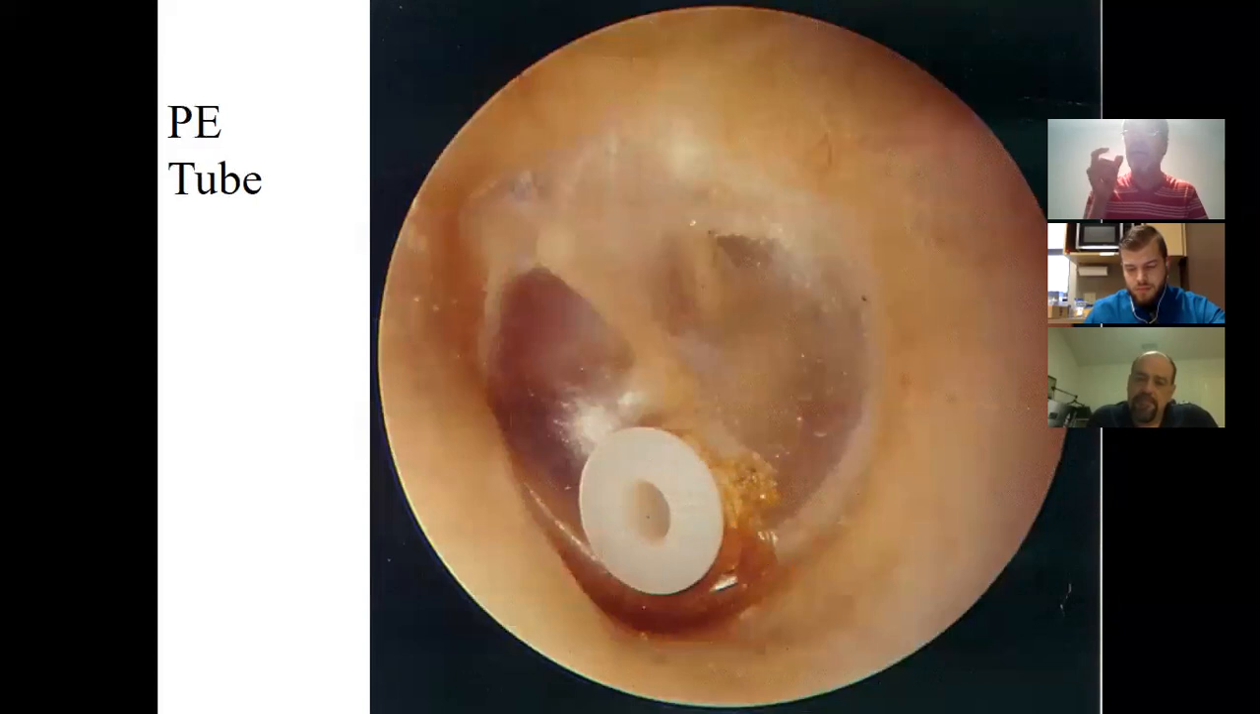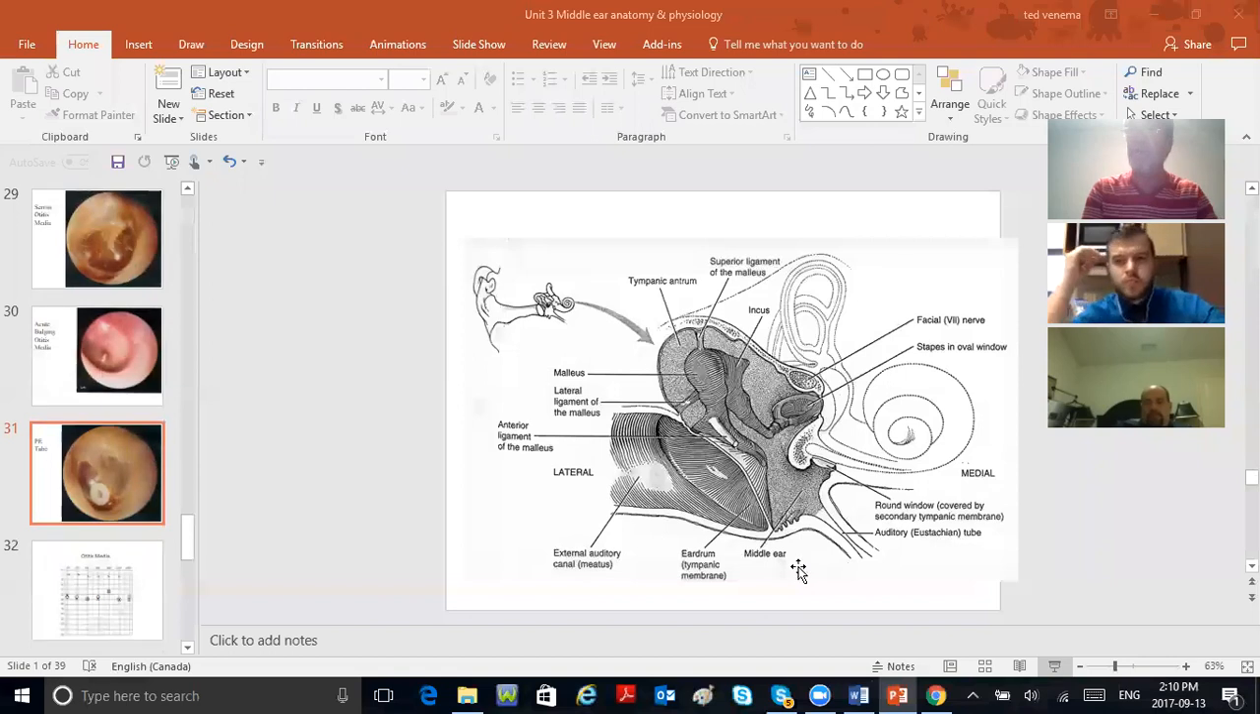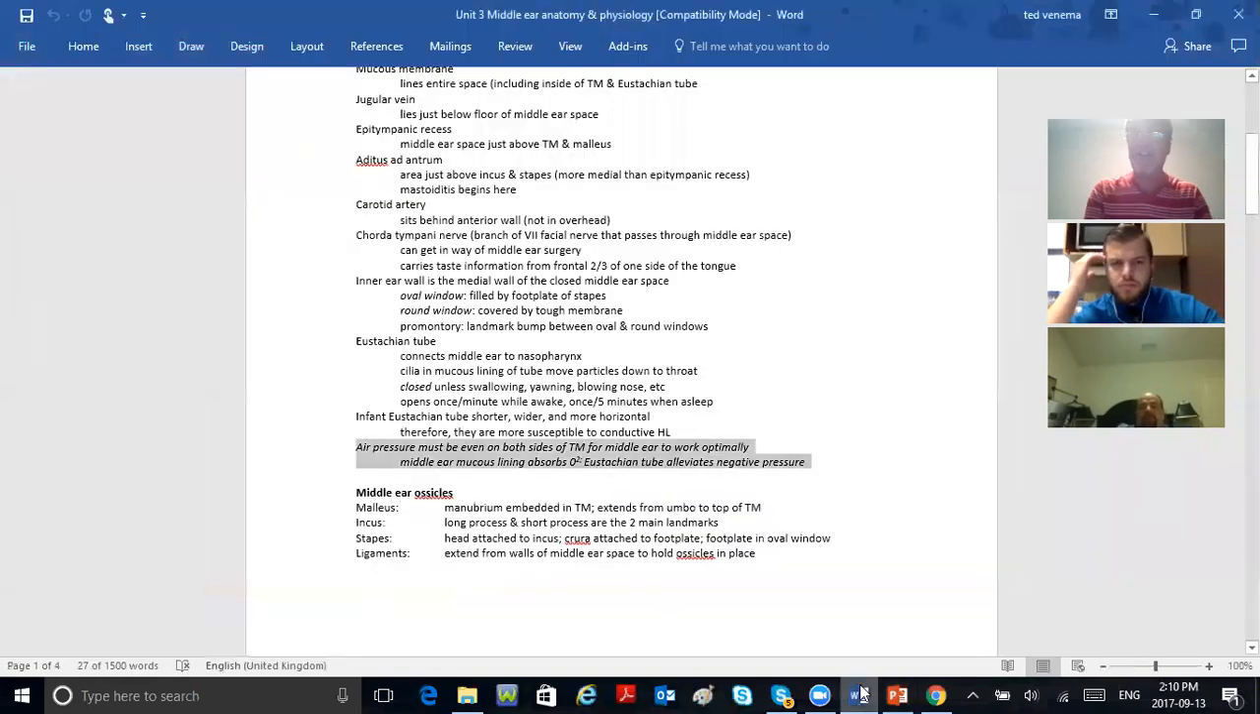Oto, ear, itis, inflammation, media, middle ear infection, otitis media. What's a treatment for otitis media? Antibiotics. What's another treatment for otitis media? Tubes in the ear. What's another treatment for otitis media? Tonsillectomy. Remove the dang tonsils because they're always getting infected. Okay? That's why kids often get tonsillectomy. Anyway, just talking here, just so you get it.